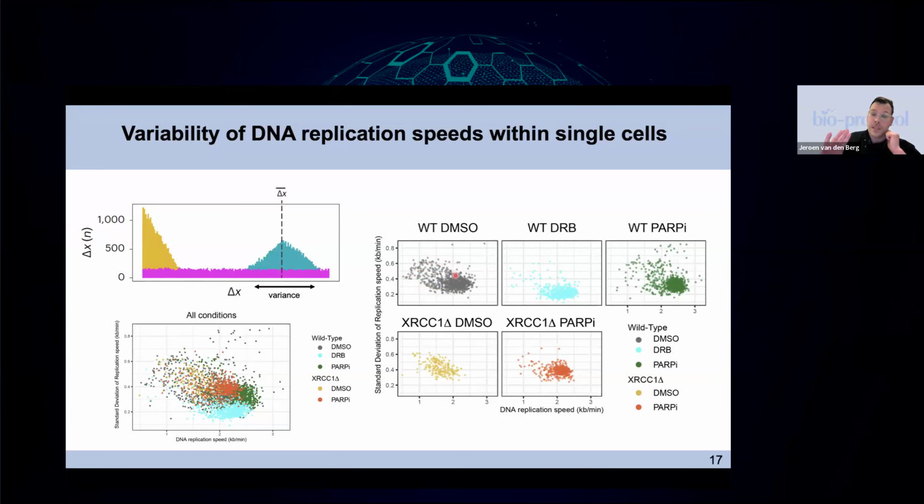forks at irregular speeds over there. If we then treat these cells with DRB, we see that mainly the variance seems to decrease, as well as the speed seems to increase. So it seems that these forks are now moving at the same speed, and they're faster.